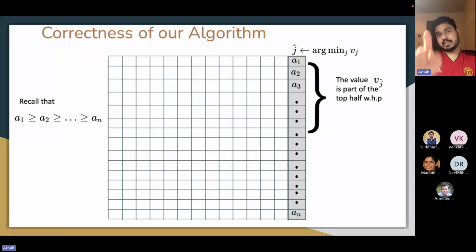So the main question is the correctness of our algorithm. Why is our algorithm correct, with high probability especially?